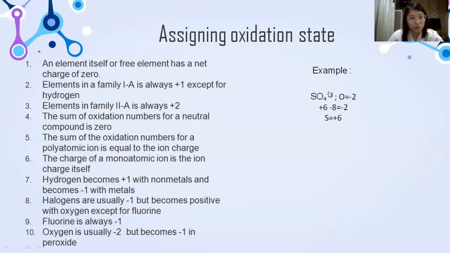We need to multiply the number of atoms with the charge. So oxygen will be -8 and sulfur will now be +6.